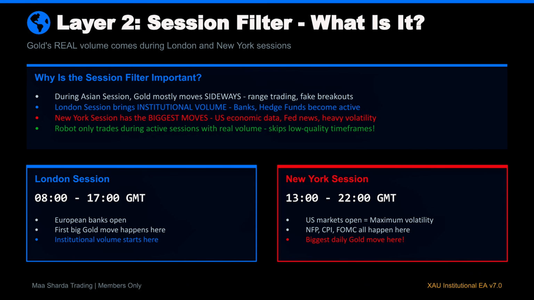Layer 2 is the session filter. Gold's real volume is concentrated during the London and New York sessions. London brings institutional volume, and New York has the biggest moves and maximum volatility. The robot only trades during these active high-volume sessions.